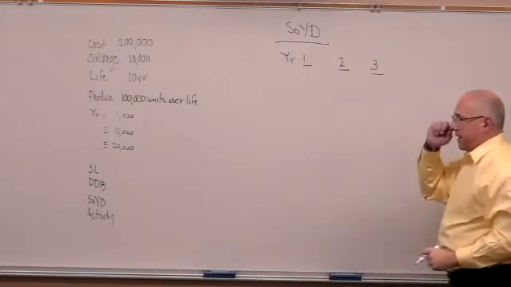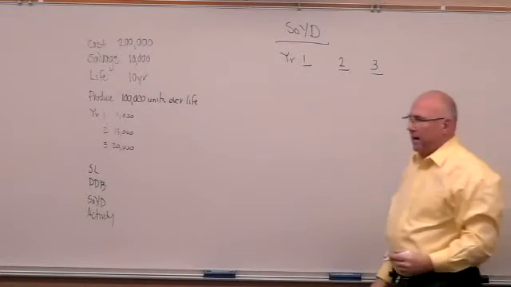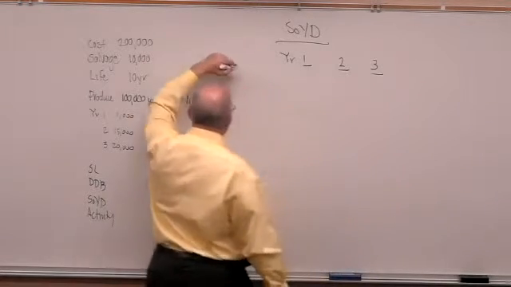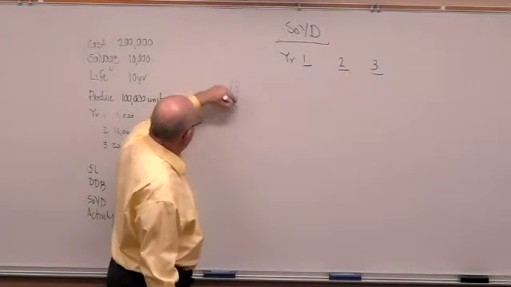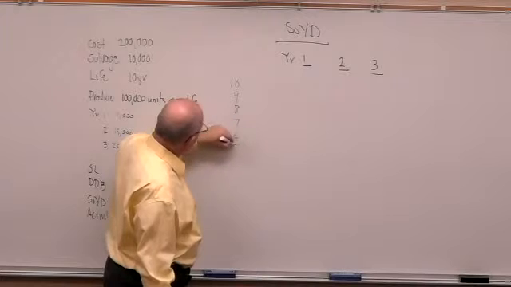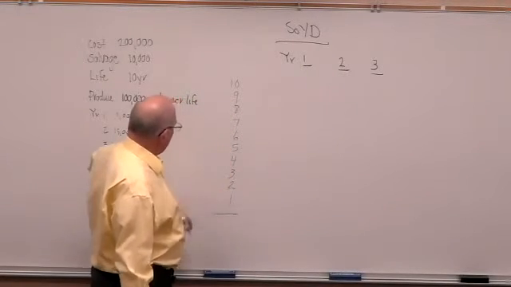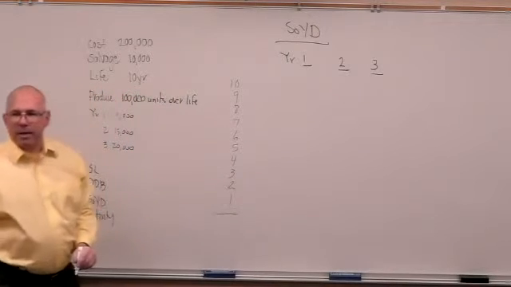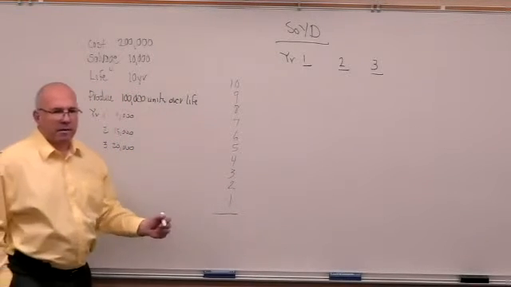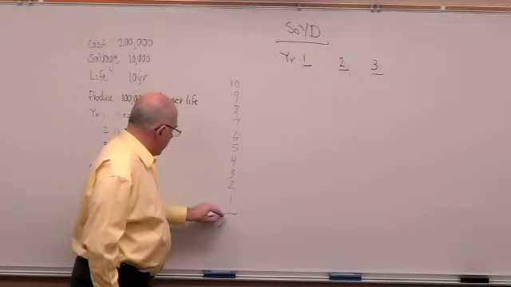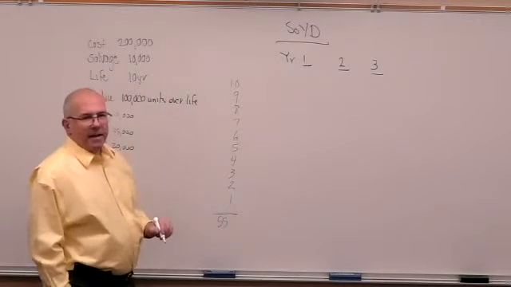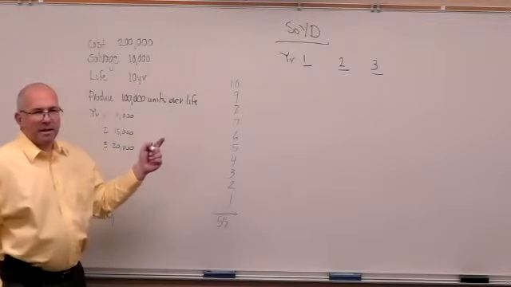Sum of the year's digits. Now, I always start out with 10, 9, 8, 7, 6, 5, 4, 3, 2, 1. If we add that up, what are we going to get? 55. How did you get that? Did you add up 10 plus 9 plus 8?